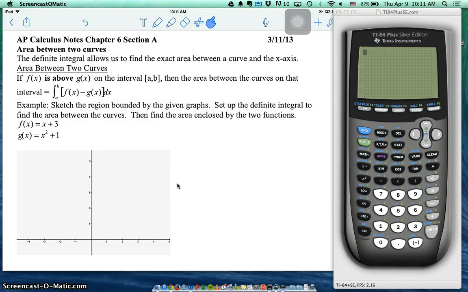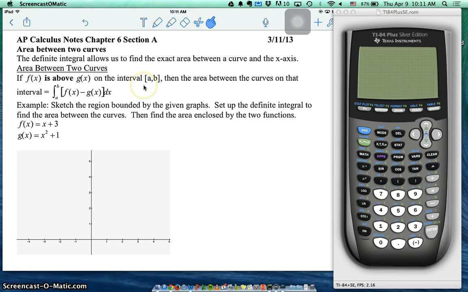Hello guys, today we're going to talk about AP Calculus notes, and this is going to be on the topic of area between two curves. As you can see, whenever we're dealing with integration, we're looking for an exact area between the curves about the x-axis. Say we have two different functions, f of x and g of x, and assume that f of x is on top of g of x.